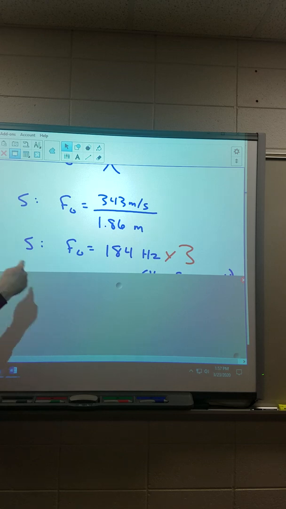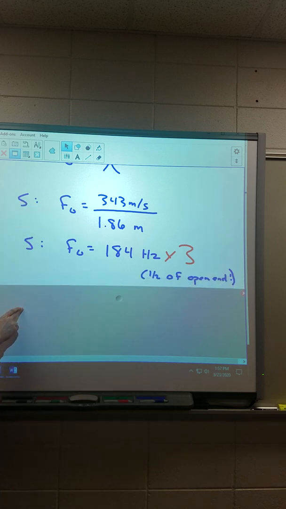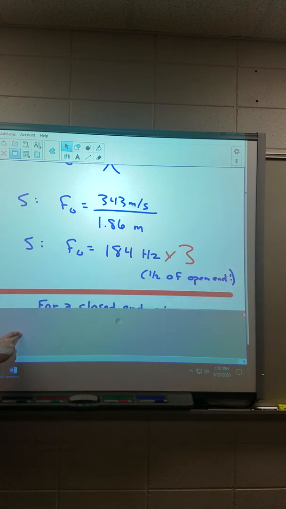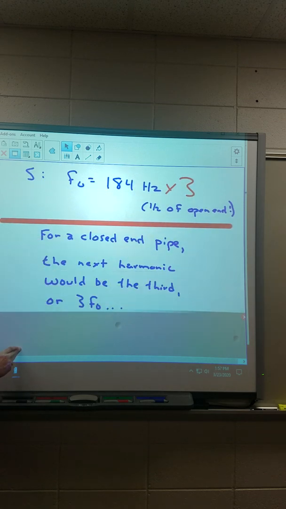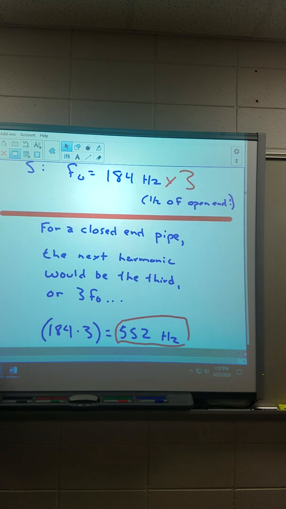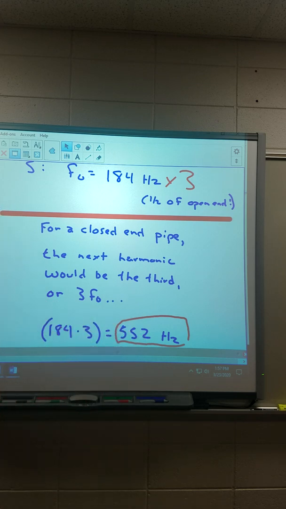My next harmonic that I could get is not going to be double this, it's going to be triple this. So my next overtone here is going to end up being right here. The next harmonic is going to be the third times that. I'm going to take that 184, multiply it times 3. My next harmonic that's possible is going to be 552 hertz. Okay?